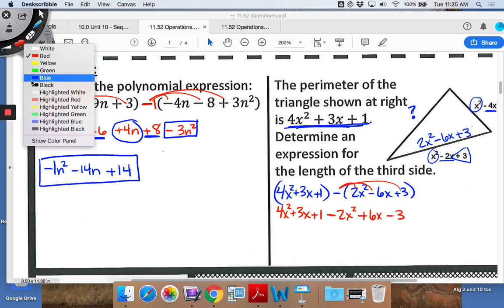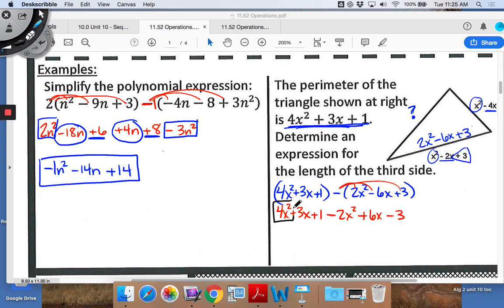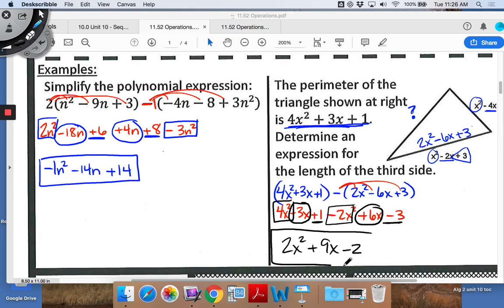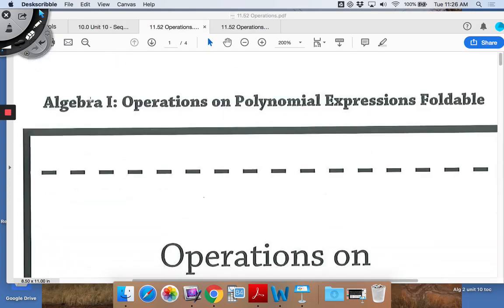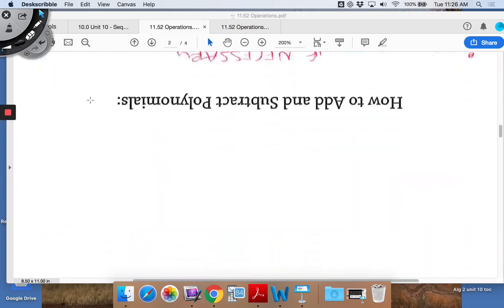Now we can combine like terms. I have 4x squared and negative 2x squared would be 2x squared. Then I have positive 3x and positive 6x is positive 9x. And then I have 1 minus 3 is negative 2. So that's adding and subtracting polynomials. The next thing that you see is multiplying. If I can find where it is, sorry.